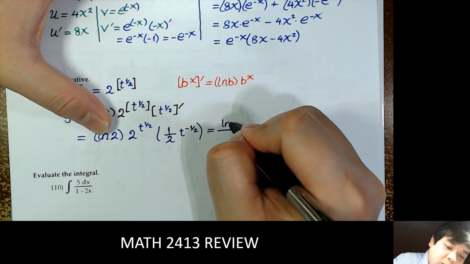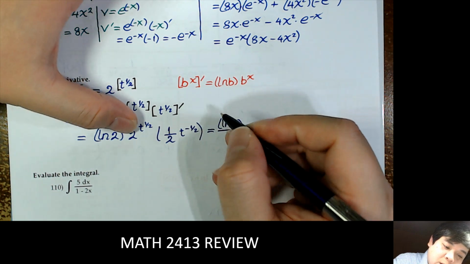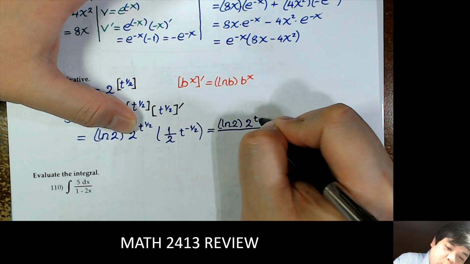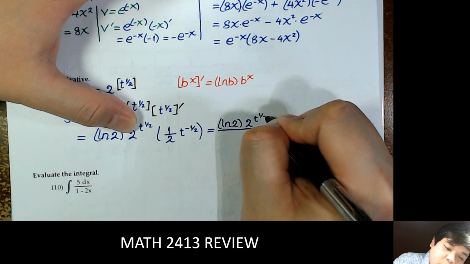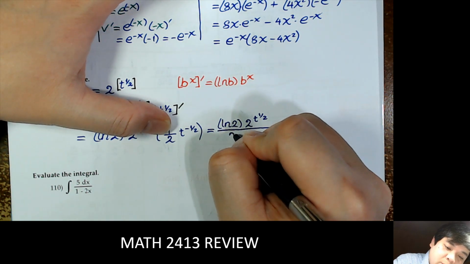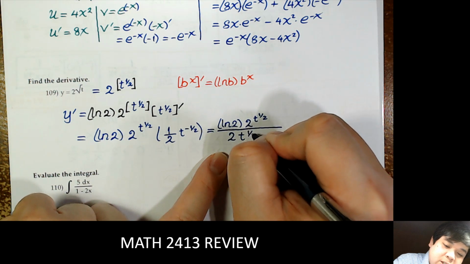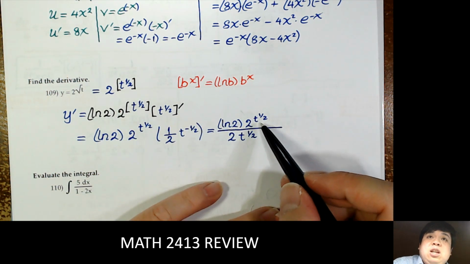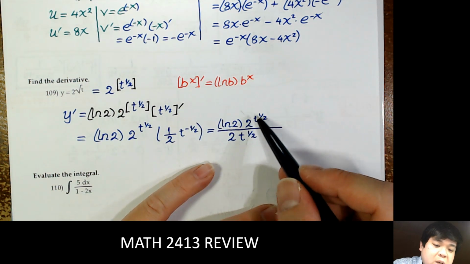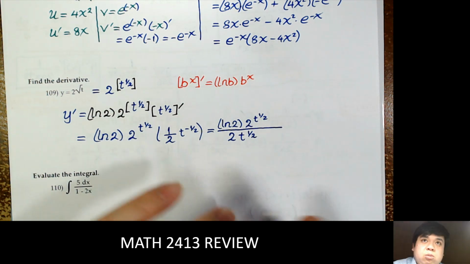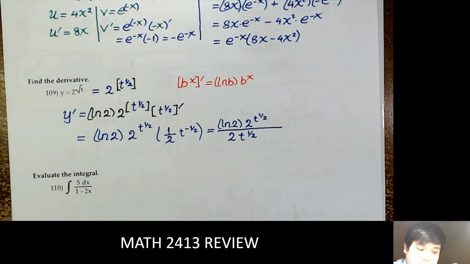ln of 2 will stay on the top, the 2 to the t to the 1/2 also on the top, the 2 at the bottom, and t to the negative 1/2 if we move to the bottom, t to the 1/2. We can change this to the 1/2 power, but there's nothing to cancel here, so I should just stop there.